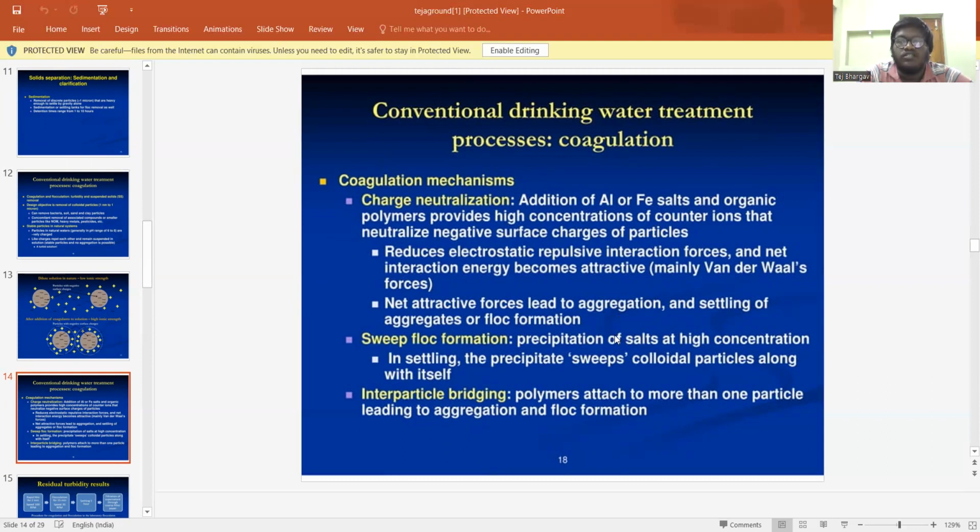Sweep floc formation: precipitation of salts at higher concentration. In settling, the precipitate sweeps colloidal particles along with itself. Interparticle bridging: polymers attach to more than one particle, leading to aggregation and floc formation.